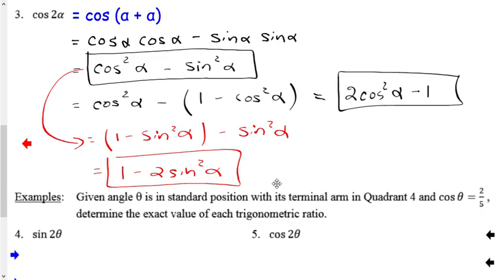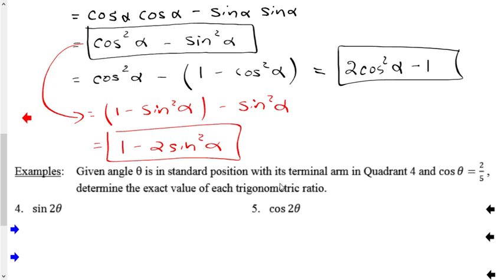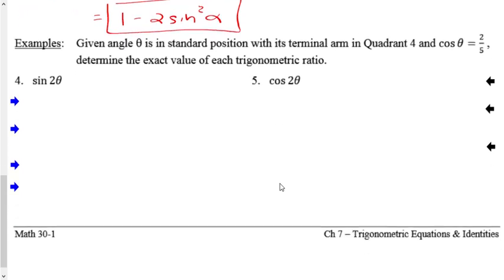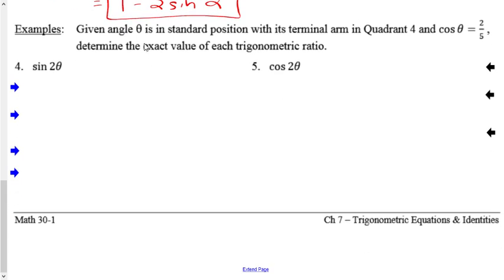Well, here let's look at an example, how we might make use of these identities. We're given an angle theta in standard position, terminal arm is in quadrant 4, and we know the cosine of theta is 2/5. We're asked to determine the exact value, first of all, in number 4, of sine 2 theta. So we'll start by thinking about the identity. Sine of 2 theta is equal to 2 sine theta cos theta. Well, I already know cos theta, but I don't know sine theta, so I need to figure that out.